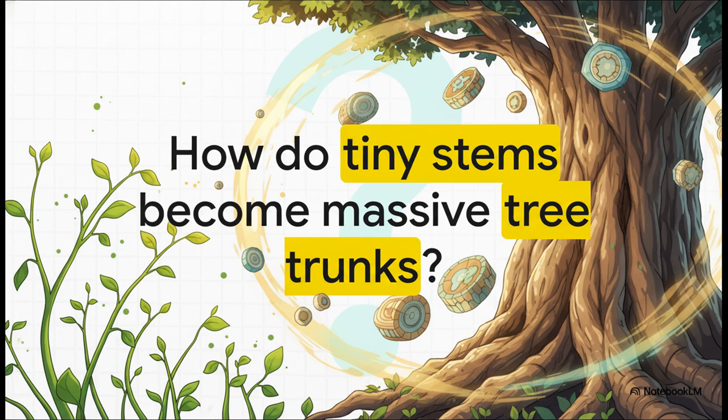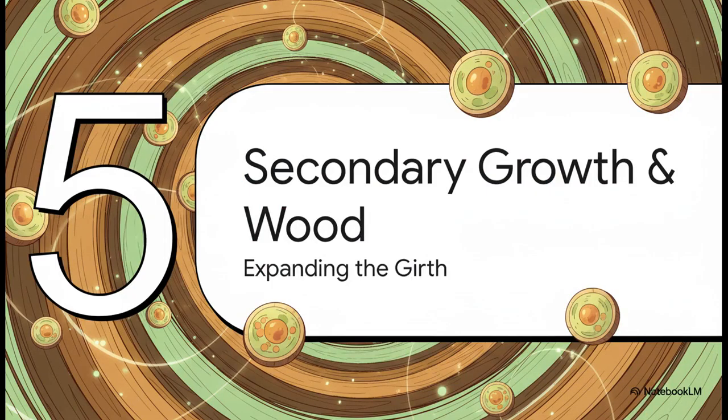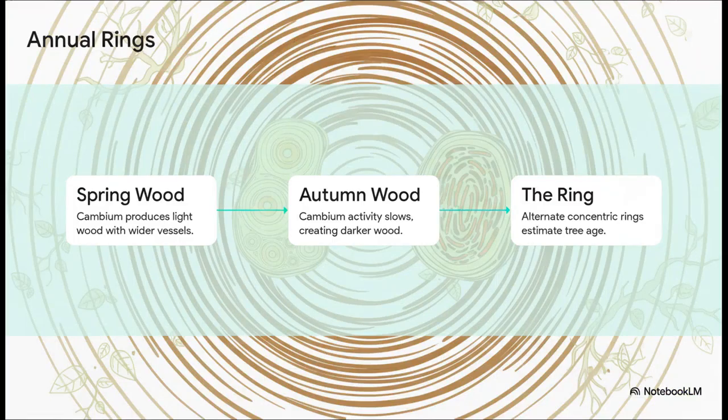How exactly do these tiny, relatively soft green primary stems eventually expand into the massive, towering, impenetrable tree trunks we see out in forests? Well, to answer that, we explore Section 5, Secondary Growth and Wood, which is all about expanding the girth. This whole expansion process is driven by that lateral meristem we talked about earlier, the vascular cambium. By tracking the seasonal shifts of this cambium, we can see exactly how the plant physically pushes its infrastructure outward, year after year. In the spring, when conditions are fantastic, the cambium is highly active.